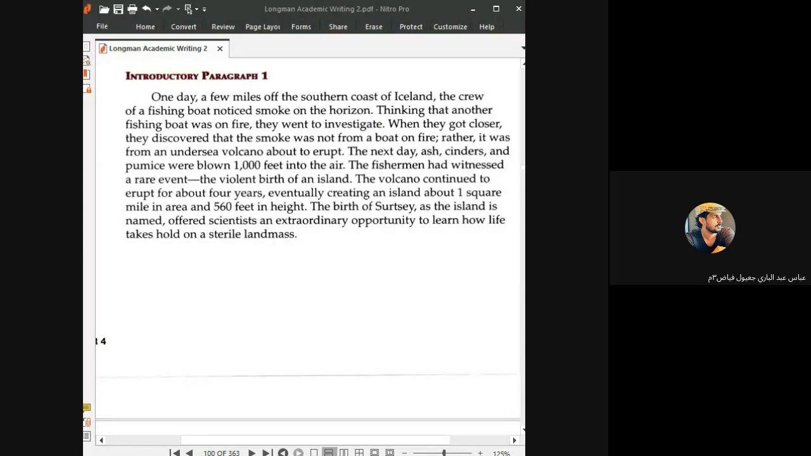The next day, ash, cinders, and pumice were blown 1,000 feet into the air. The fishermen had witnessed a rare event, the violent birth of an island. The volcano continued to erupt for about 4 years, eventually creating an island about 1 square mile in area and 560 feet in height. The birth of Surtsey, as the island is named, offered scientists an extraordinary opportunity to learn how life takes hold on the sterile landmass.